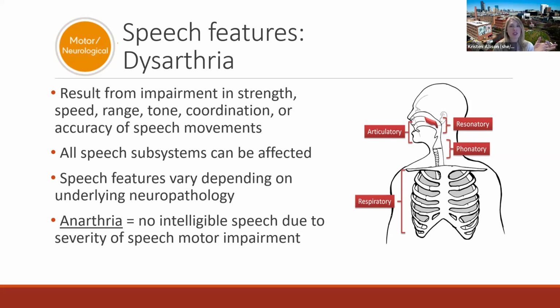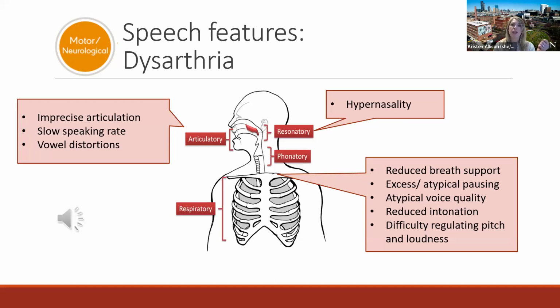Other types of speech sound disorders tend to be limited to the articulatory system and can include prosody deficits, as I mentioned before. The kinds of speech features that might be associated with deficits in the respiratory or phonatory system include reduced breath support, atypical or excessive pausing, differences in voice quality, reduced intonation, and difficulty regulating pitch and loudness.